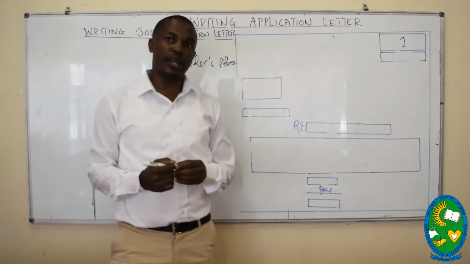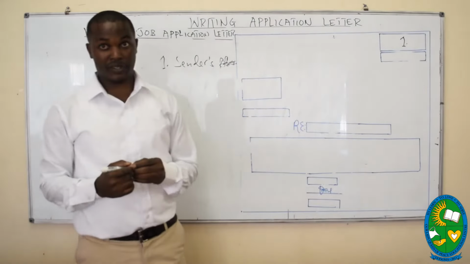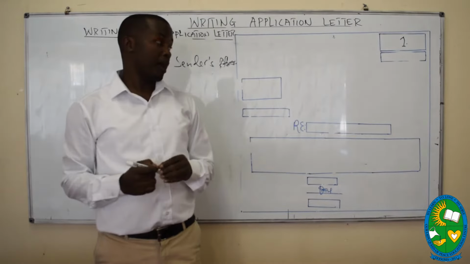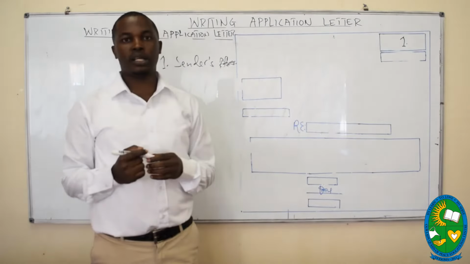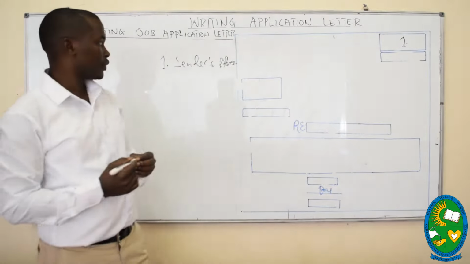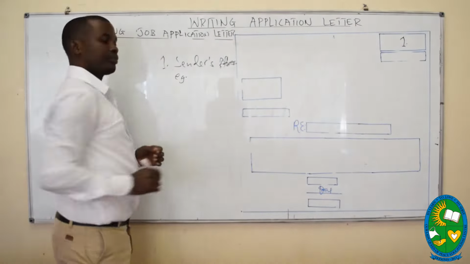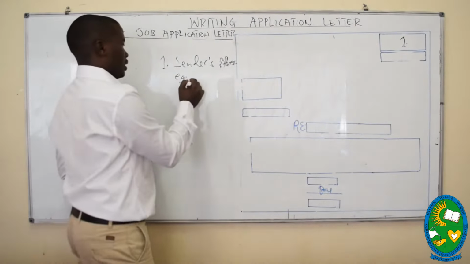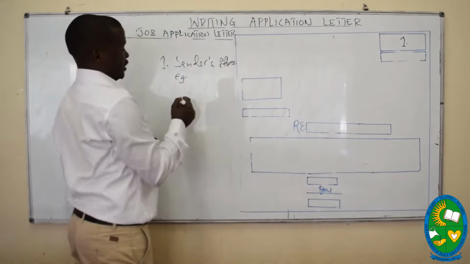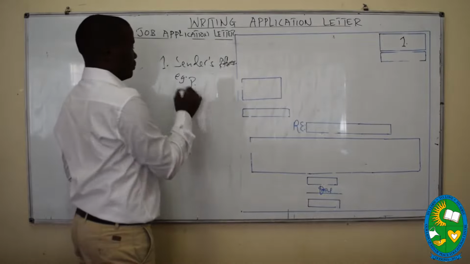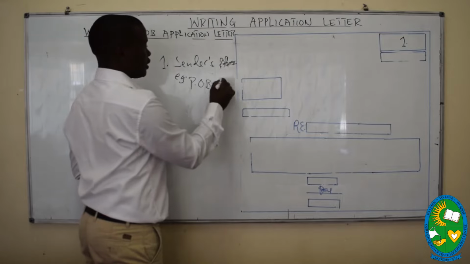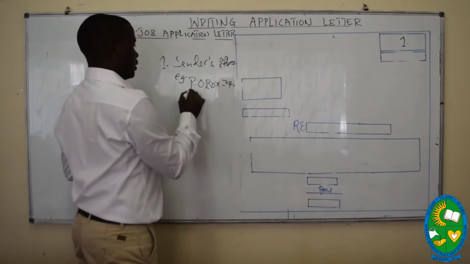And avoid writing your name in your sender's address. And make sure you use punctuation marks, put a comma, whatever is needed. For example, you can write your address like this. Maybe post office box, maybe 34, Mbeya.